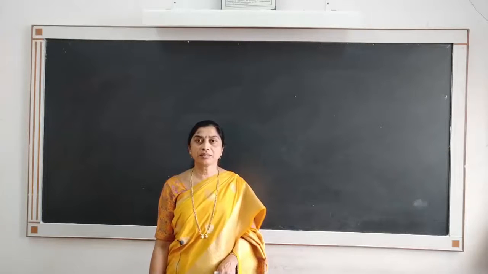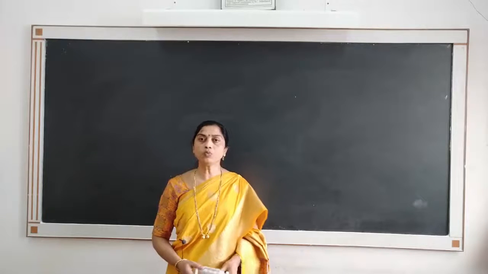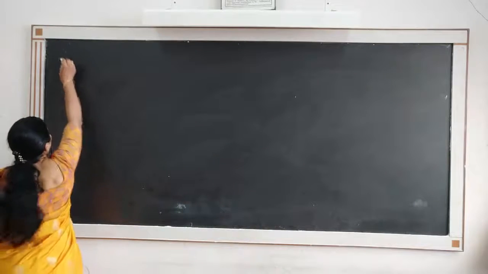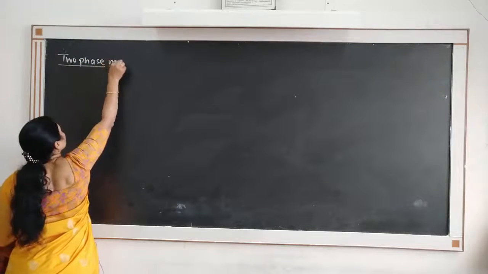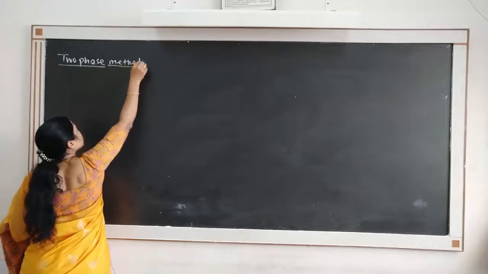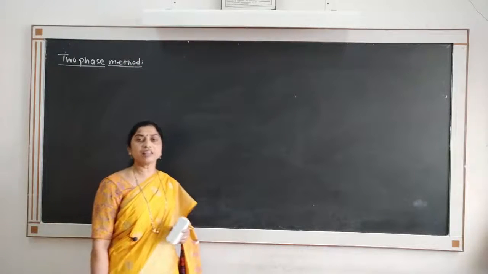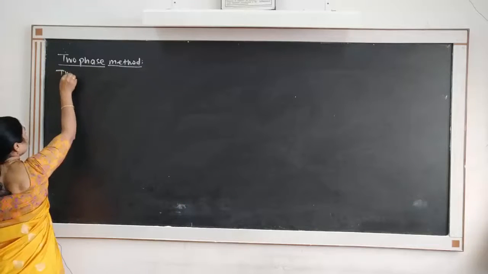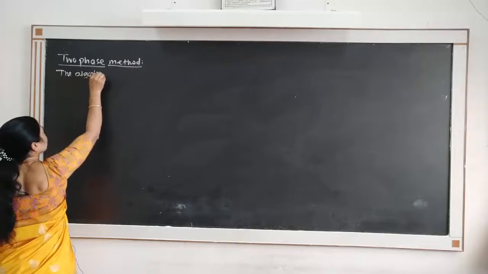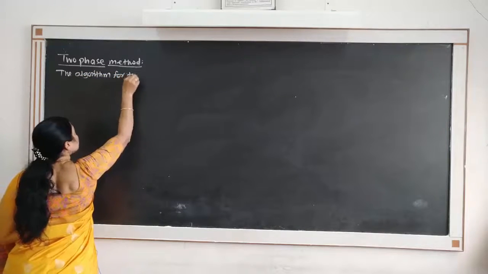Hello friends, in the previous lecture we have studied simplex method to solve linear programming problem. Today we are going to see one more method to solve LPP known as two-phase method. As the name suggests, the solution is obtained in two phases and therefore it is known as two-phase method. The algorithm for two-phase method is as follows.